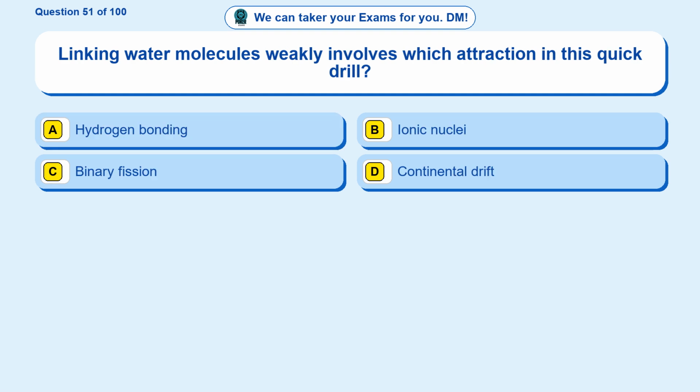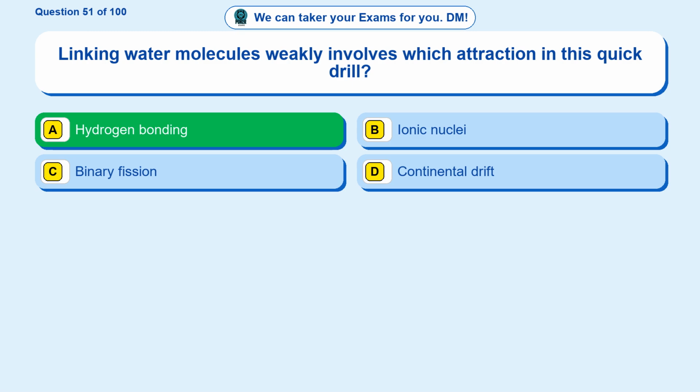Question 51. Linking water molecules weakly involves which attraction in this quick drill? Option A, hydrogen bonding. Option B, ionic nuclei. Option C, binary fission. Option D, continental drift. The correct answer is option A.